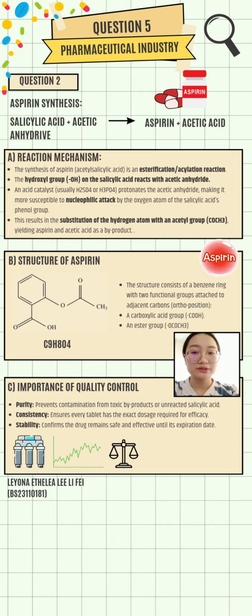So, quality control prevents contamination from toxic byproducts or unreacted salicylic acid. Second is consistency, which ensures every tablet has the exact dose required for efficacy. Third is stability. Confirm the drug remains safe and effective until its expiration.